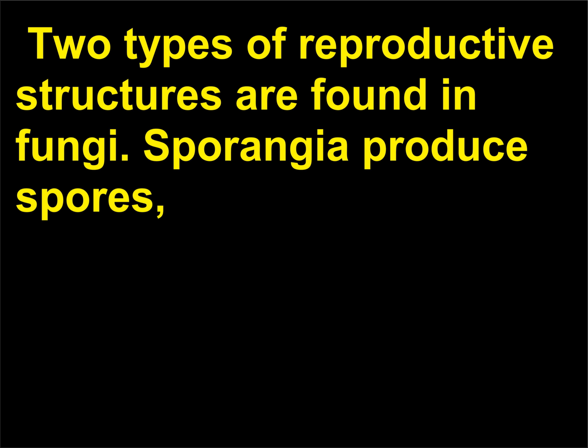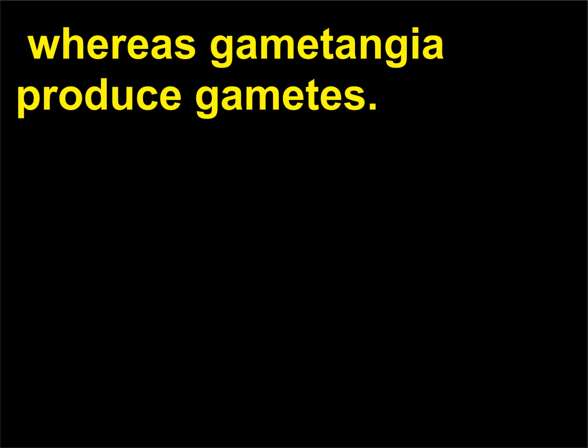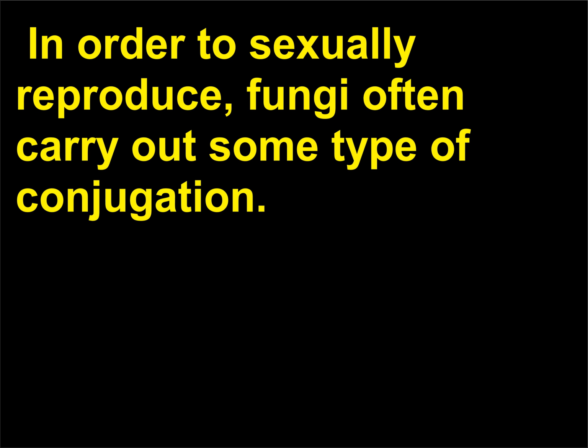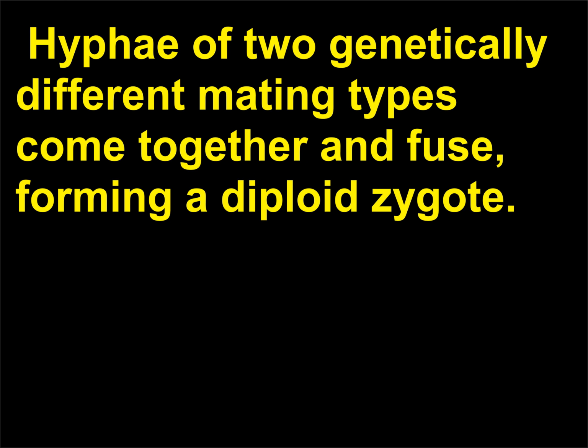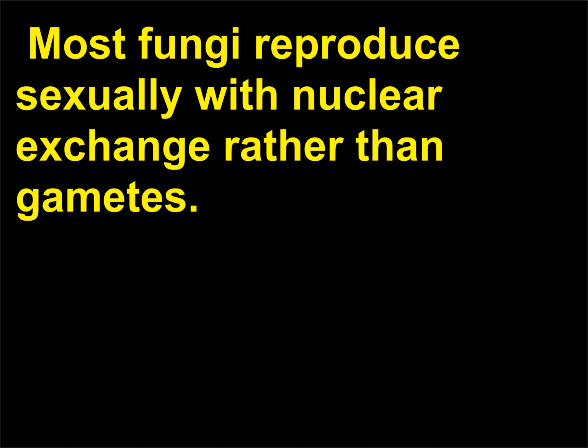Two types of reproductive structures are found in fungi. Sporangia produce spores, whereas gametangia produce gametes. In order to sexually reproduce, fungi often carry out some type of conjugation. Hyphae of two genetically different mating types come together and fuse, forming a diploid zygote. Most fungi reproduce sexually with nuclear exchange rather than gametes.